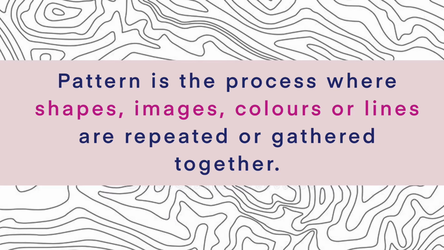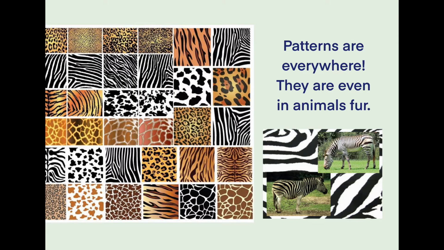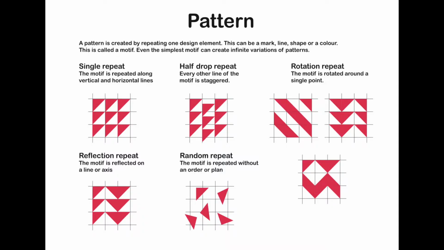So pattern is the process where shapes, images, colours or lines are repeated or gathered together. So I'm sure you see patterns everywhere. Let's have a look at some examples. Patterns can occur naturally, for example, in animals' fur. So I've got a picture here of a zebra and you can see the different lines that are created in his coat.